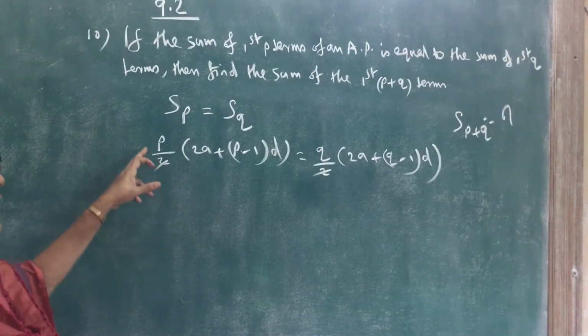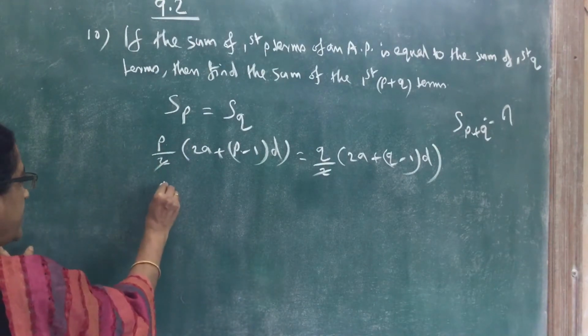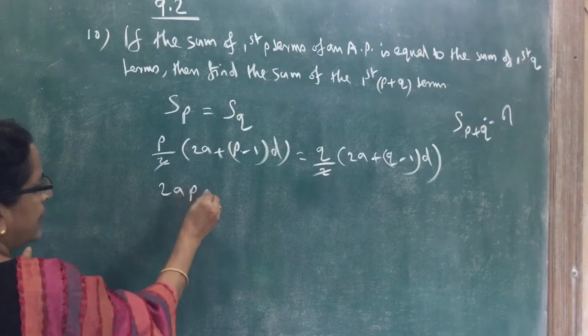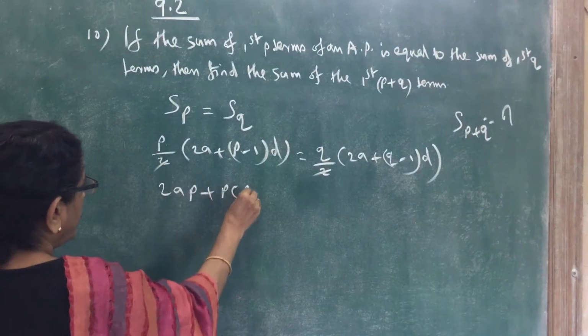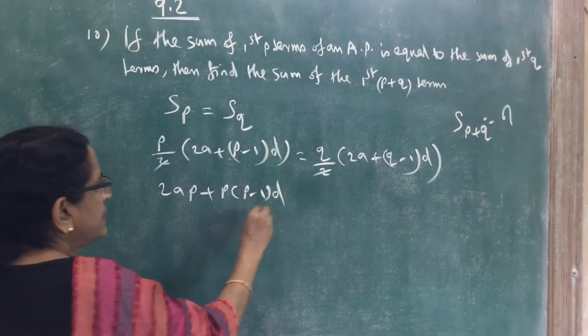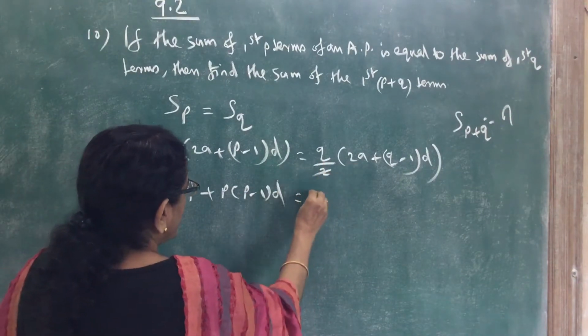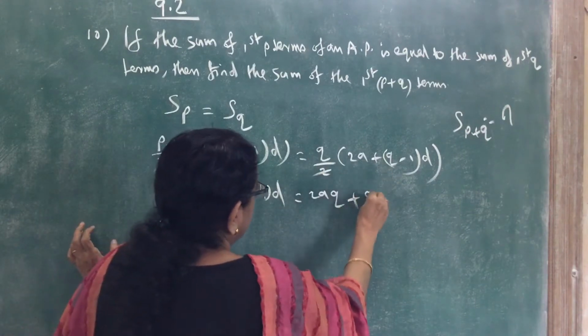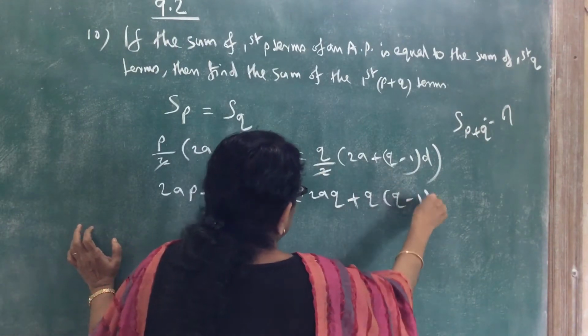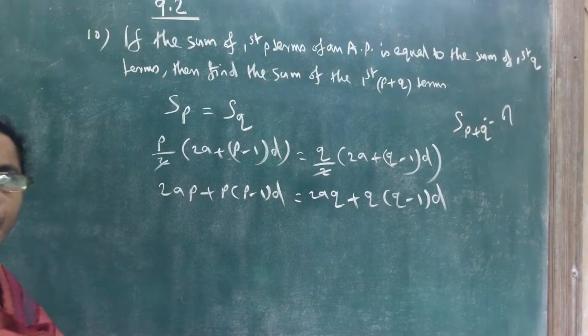Open the bracket. p into 2a, 2ap, plus p into (p minus 1) into d, that is equal to 2a into q, 2aq, plus q into (q minus 1) d. So just open the bracket.